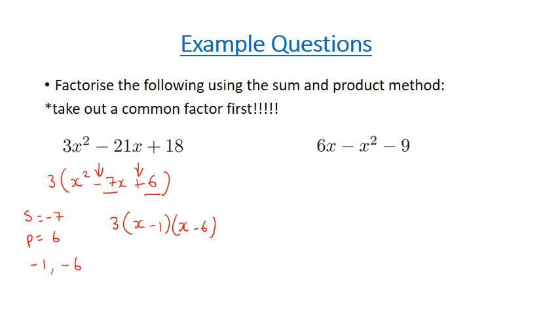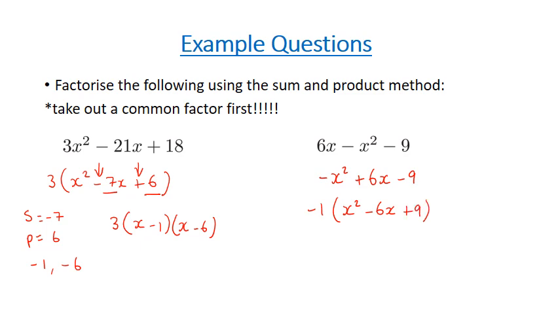In the next example, I'm going to rewrite this and have negative x squared out the front, just to have it in the form of ax squared plus bx plus c. I end up with positive 6x take 9. I'm now going to take out a common factor. The common factor is going to be minus 1. That will leave x squared take 6x plus 9.